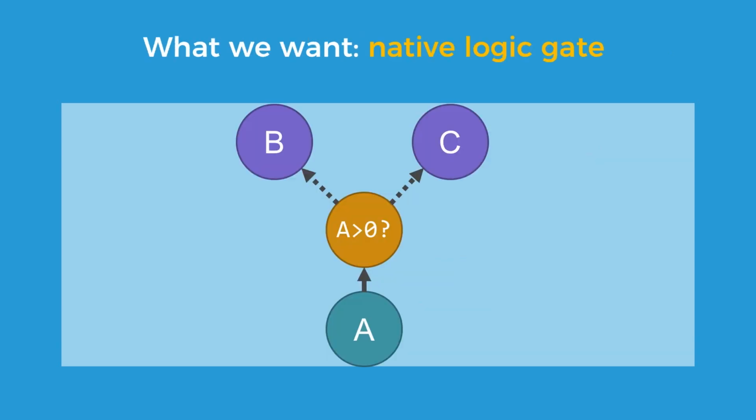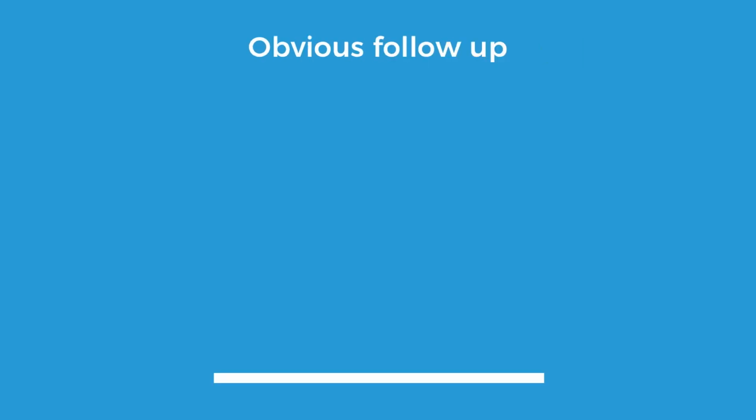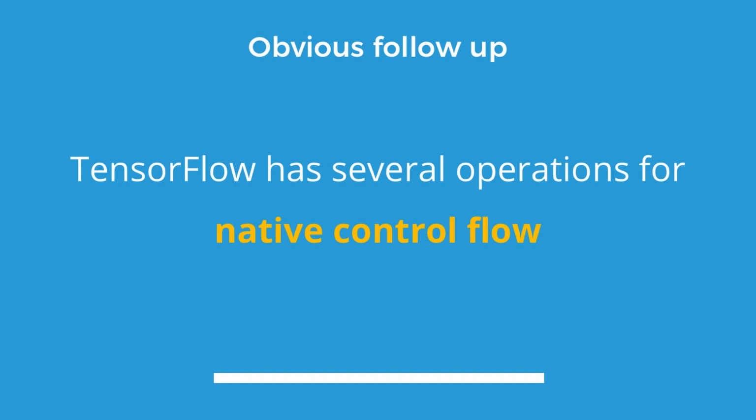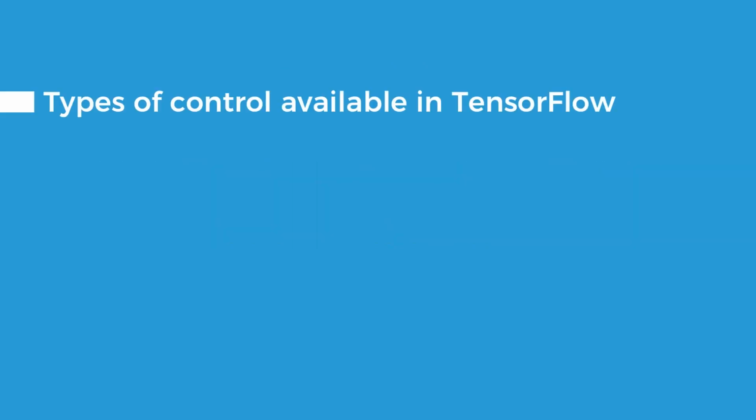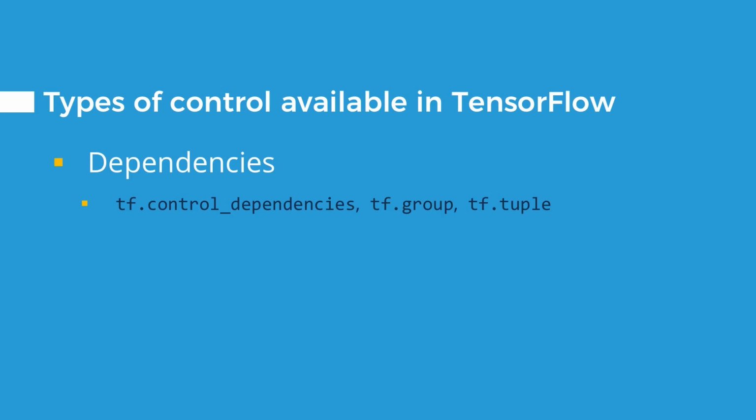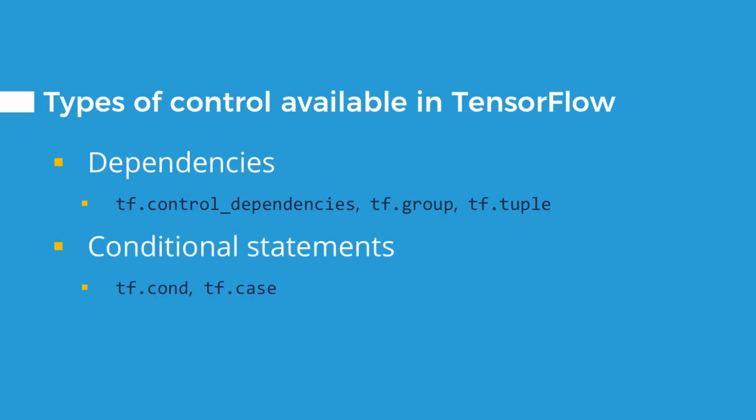What we'd really like is some sort of native logic gate. Wouldn't that be nice? And the obvious follow-up is, we have that, hooray. So the types of control flow available in TensorFlow: we have dependencies, we have conditional statements, and we have while loops. We're going to be talking about all 3 of these today.